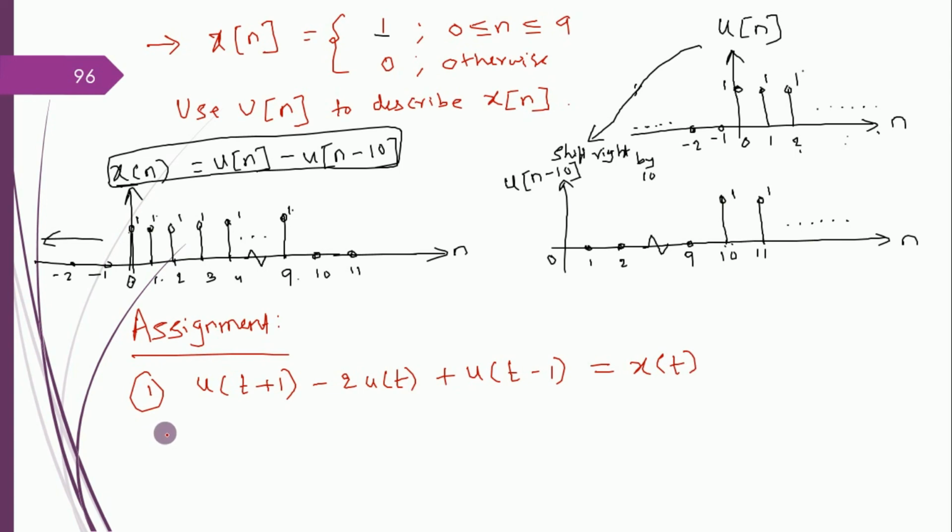Similarly, x of n is equal to u of n minus 1 minus u of n minus 5. These two are the examples that you are supposed to solve.